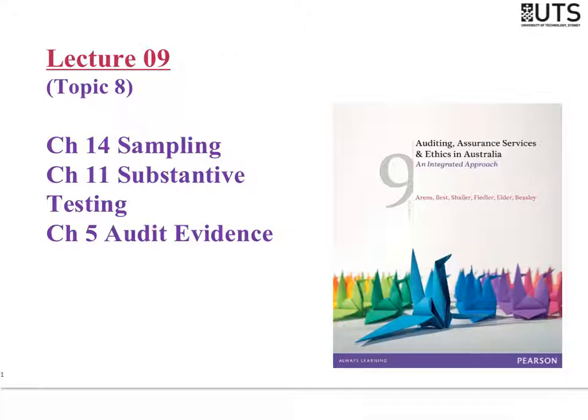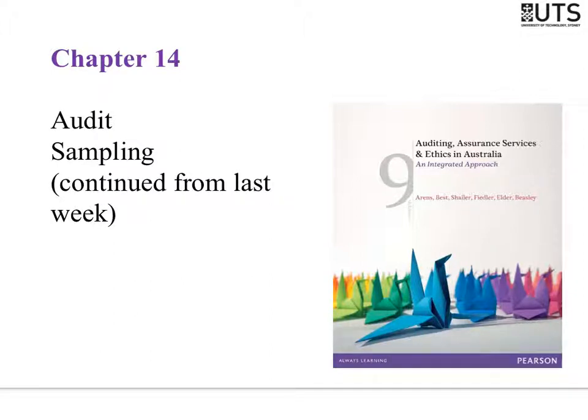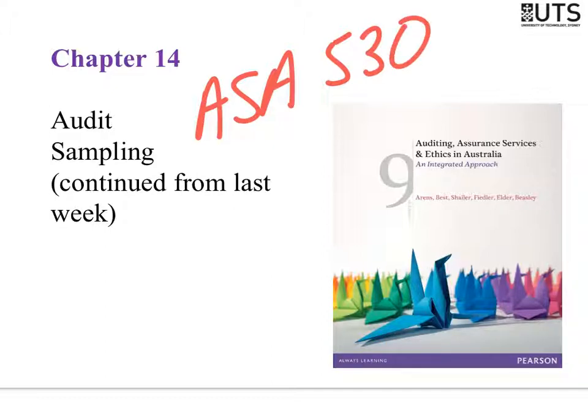So let's start off today by picking up on where we left off at the end of last week's lecture, which was on audit sampling. So let's get straight into it. Audit sampling, ladies and gentlemen, the first thing I want everyone to write down is the auditing standard that covers audit sampling, which is ASA 530. Now, I'm going to be making references to this a bit later on, but you do need access to ASA 530 in terms of its coverage of audit sampling.